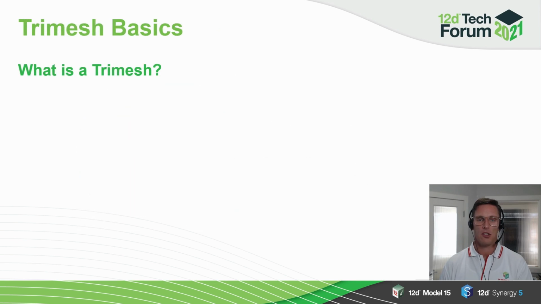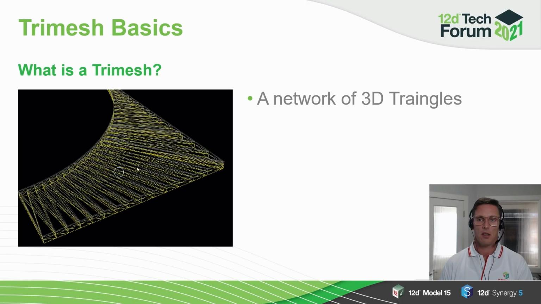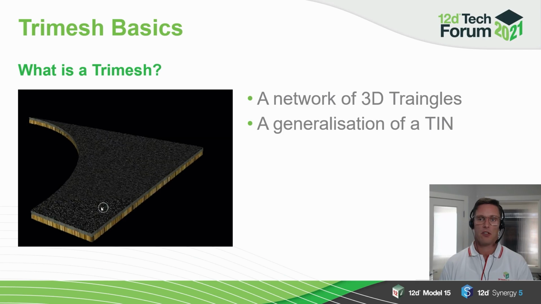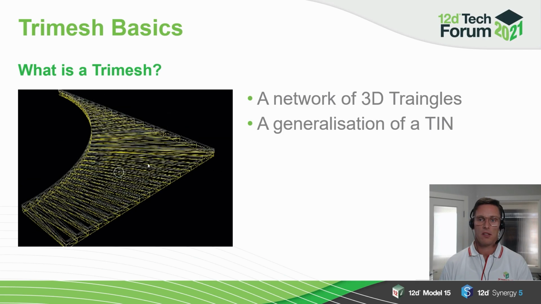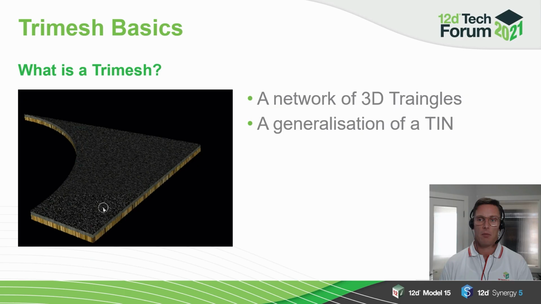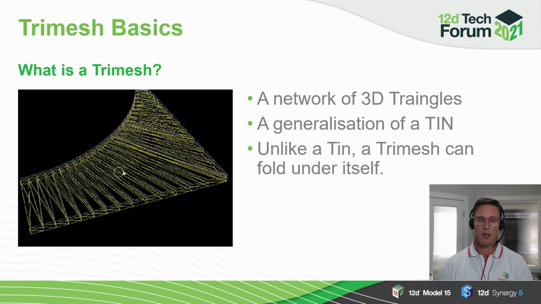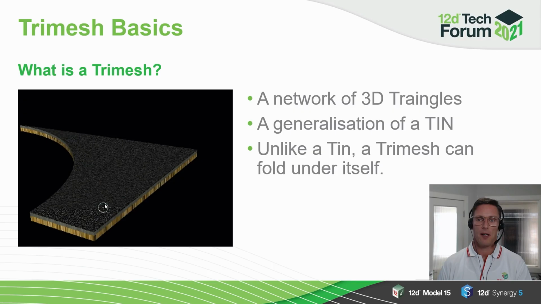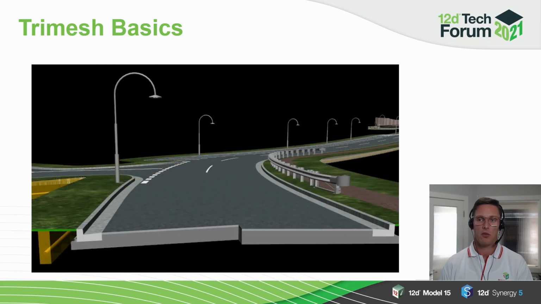So what is a Trimesh? A Trimesh is a 3D object consisting of a network of 3D triangles. Similar to a tin, however, a Trimesh can have vertical sides, a top and a bottom, and it can fold under itself. Trimesh can be displayed as a wireframe or as a shaded object with texture mapping.